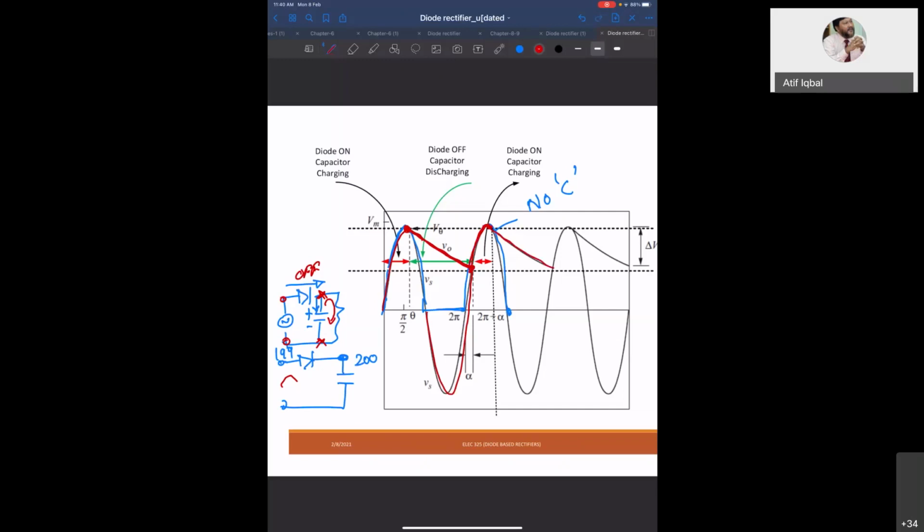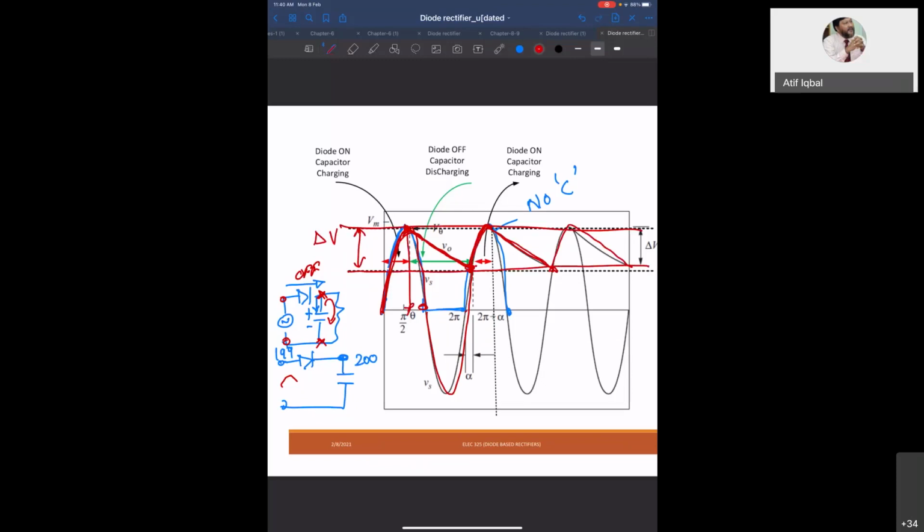So it will not go to the zero value, like in the previous case, the blue one, where it was going to zero. No, it will not go to zero. It will go to some minimum value, then again come back, and then again like this. So you can see that this is the minimum voltage, this is the maximum voltage. This is the voltage ripple. Before, the voltage ripple was equal to VM. But now the voltage ripple is only this much. It will only go from minimum to maximum.